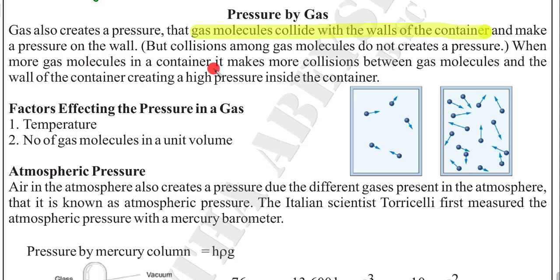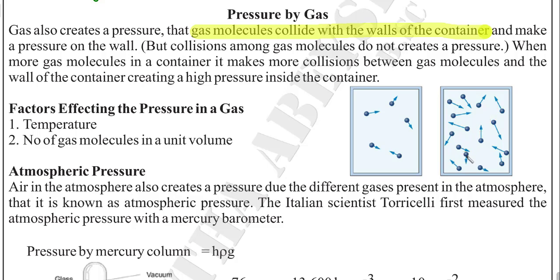When there are more gas molecules in the container, it makes more collisions between the gas molecules and the walls of the container. More gas molecules, more collisions there. In that case, it has a greater pressure. The container creates a high pressure inside it. The more molecules there are, the higher the pressure. A small number of molecules means a low pressure. And this factor also affects the pressure: temperature. Right? When the temperature is rising, they are moving much faster here and there.